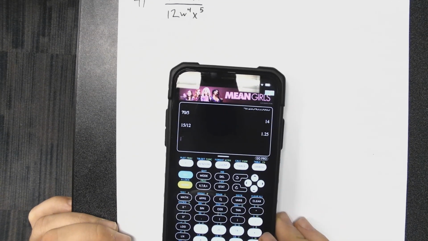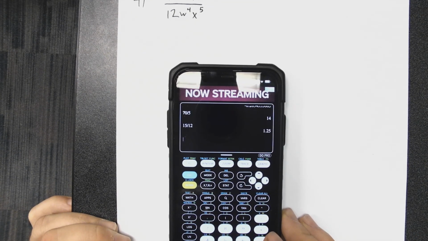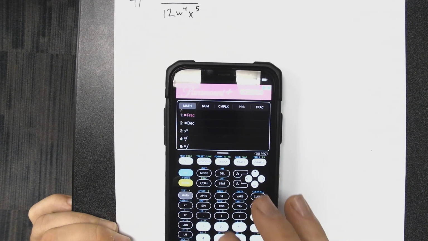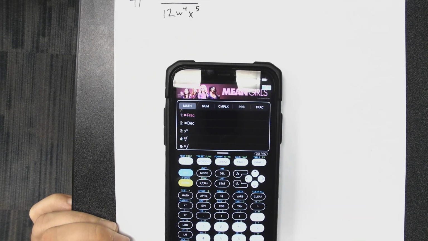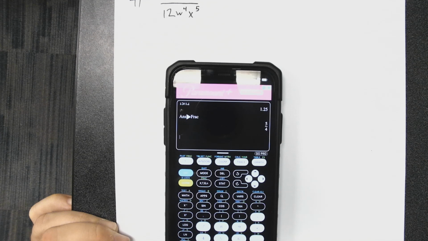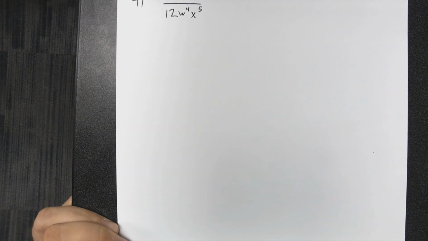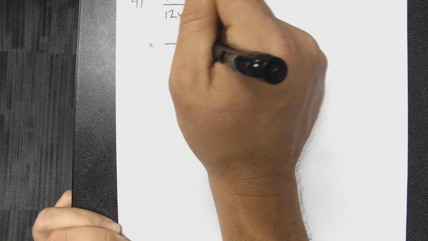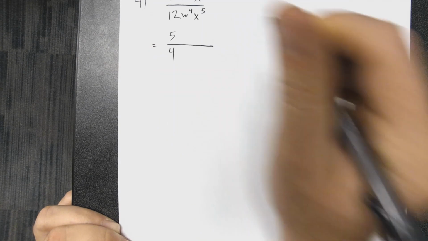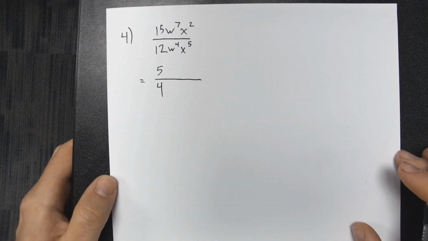Now remember, on your calculator, you can reduce any fraction, right? You can hit the math, top of the list you'll see fraction, enter, enter. You can switch anything to reduce fraction. So that 15 over 12 will reduce to 5 over 4.